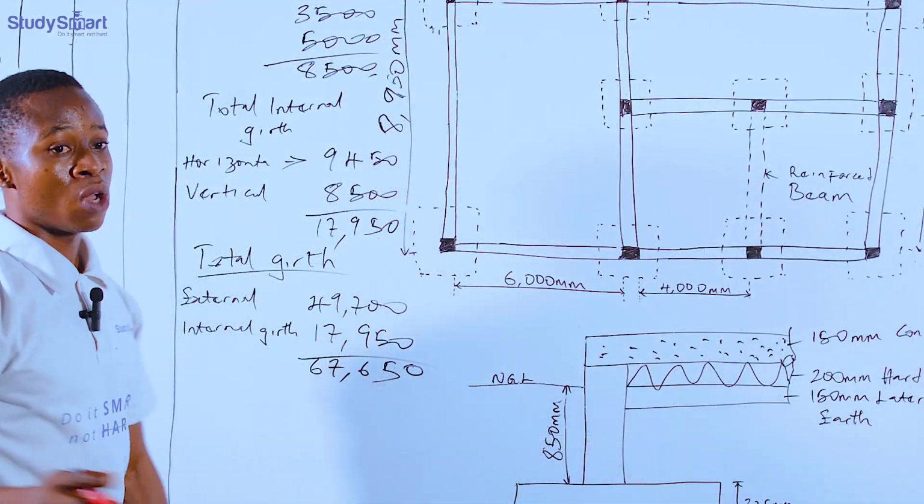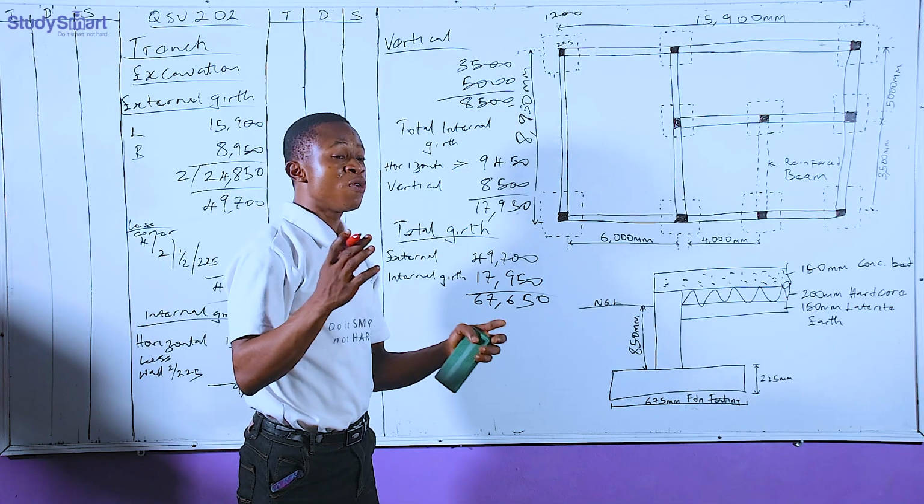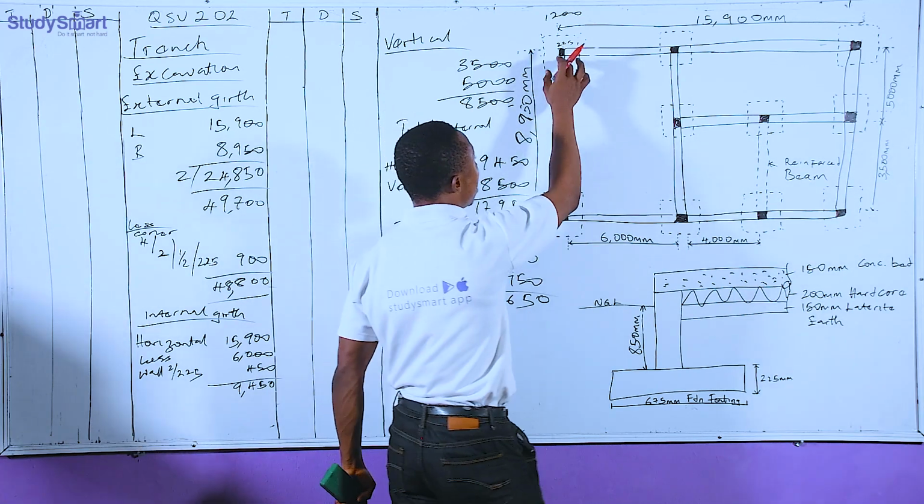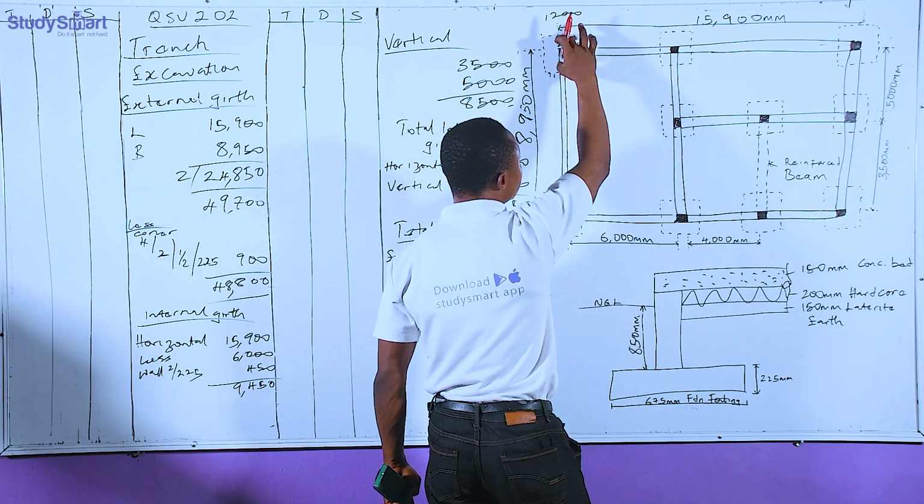But we have some things that we are going to less. Checking the previous video of trench excavation, you see that we'll less some things. We first less our external part. This one is 1,200.